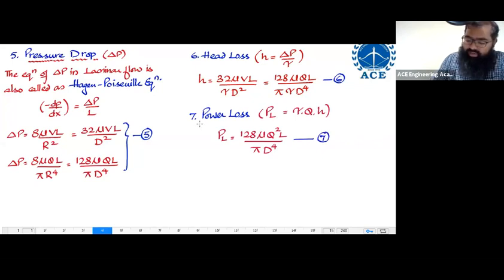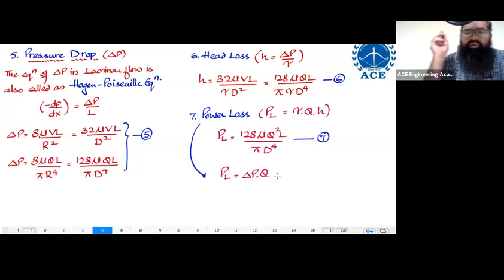As a matter of fact, this power loss has one more form. You see over here, head loss was equal to delta P by gamma. You cancel gamma and gamma over here, you're going to get delta P into Q. Therefore, the value of power loss has to also be equal to how much? It also has to be equal to delta P into Q, that is the pressure drop multiplied by Q. This has to be one more formula for power loss.